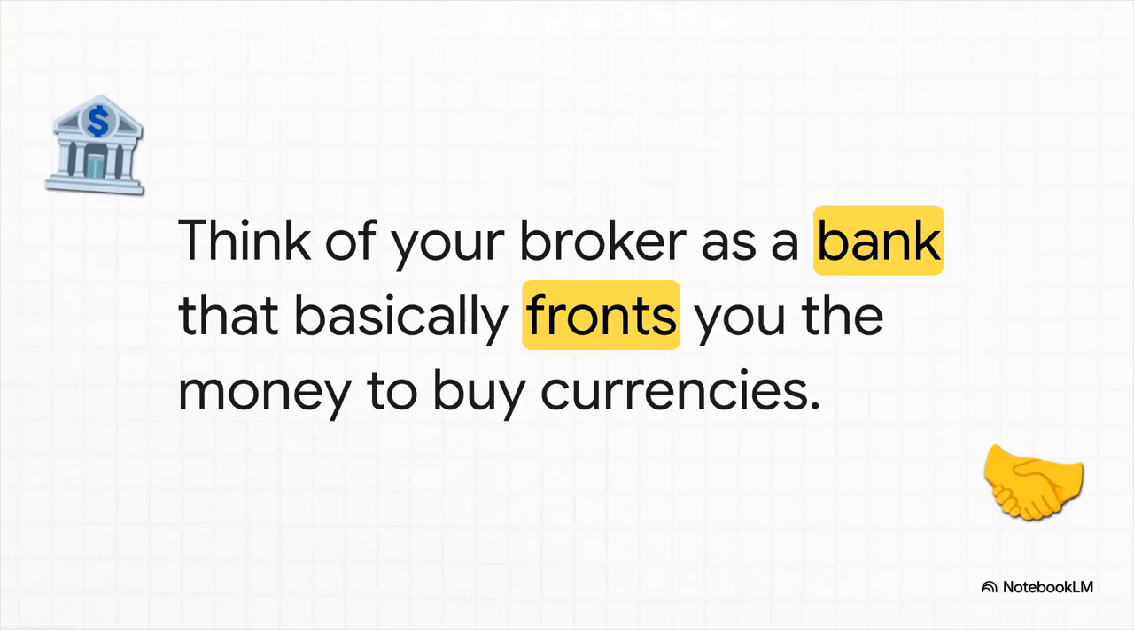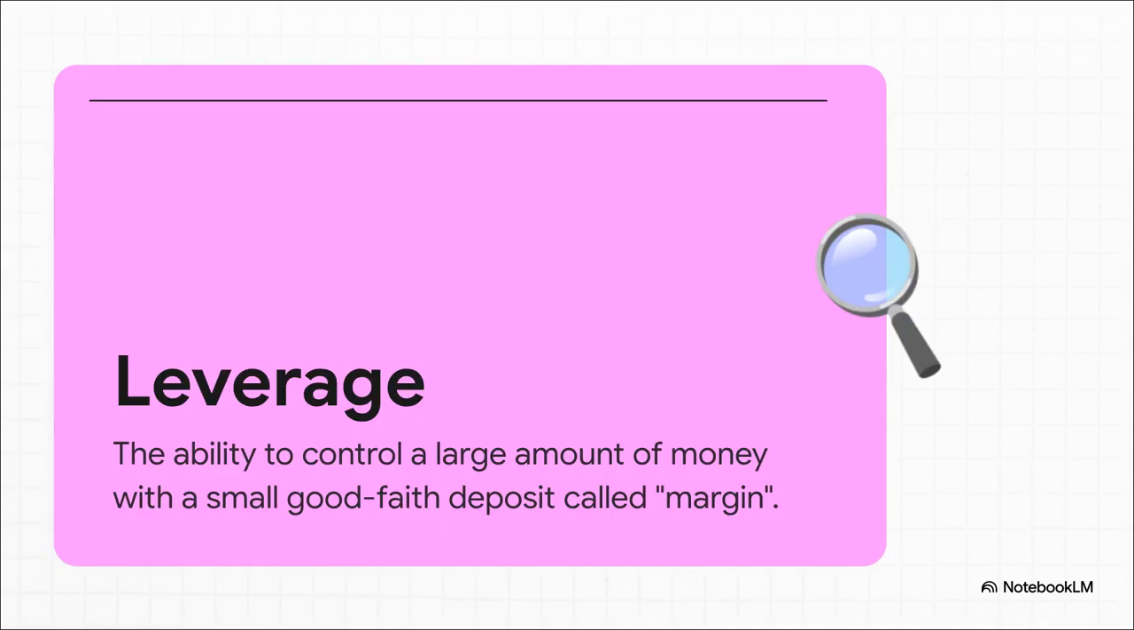Honestly, the easiest way to get your head around leverage is to just think of your broker as a sort of bank. They agree to front you the money to control a huge position, like that $100,000 standard lot we talked about. You don't have to put up the whole amount yourself. And that's all leverage is. It's the power to control a lot of money with just a little bit of your own.